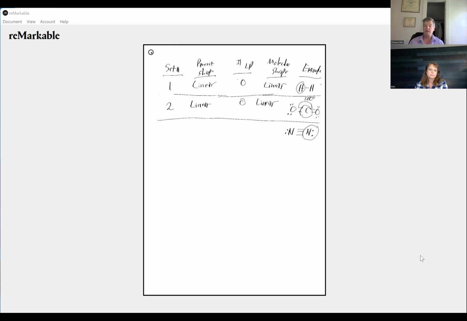Well, now notice we have 1 atom and 1 lone pair set of electrons. So we have this atom here, and we have this lone pair. So this is still set number 2.